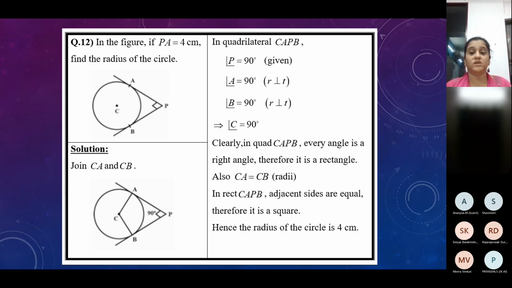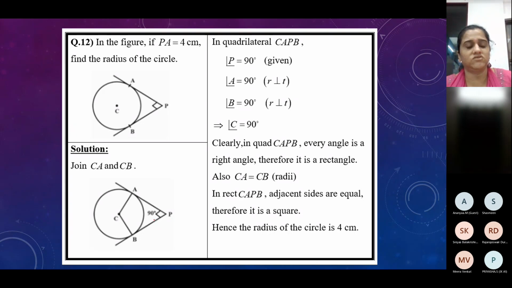Ma'am, can we solve the same sum using trigonometry? Yes, let's try together. Tell me your idea. We join AC and BC, ma'am. Join which, AC and BC? Radii, both AC and BC.